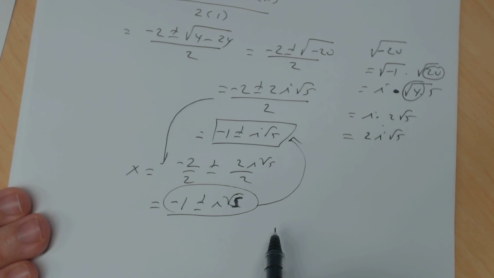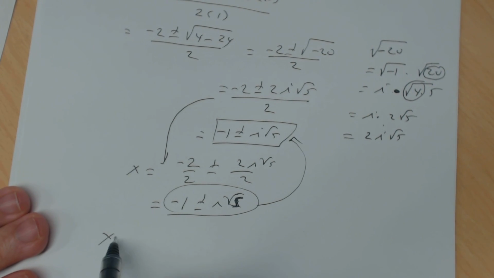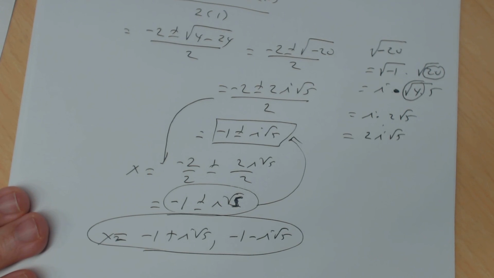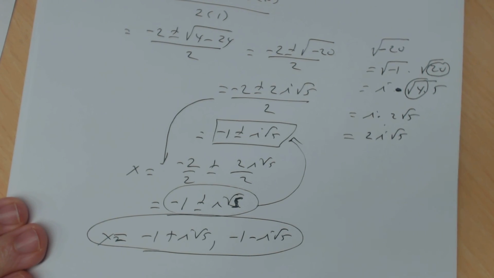Now again, if they ask you to write this as two separate solutions, you would say x equal negative 1 plus i square root of 5, comma, negative 1 minus i square root of 5. So all of those are correct ways of writing the solution.